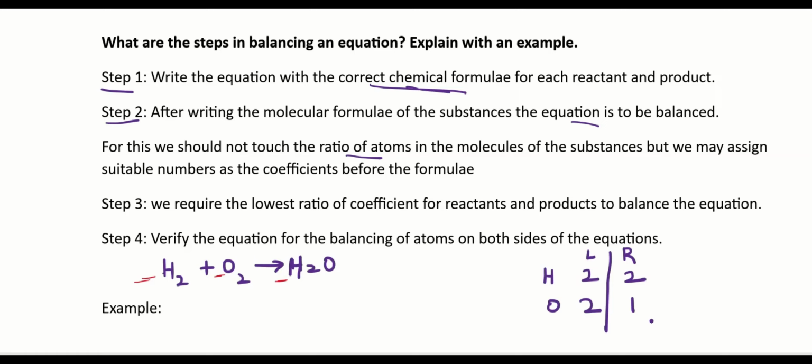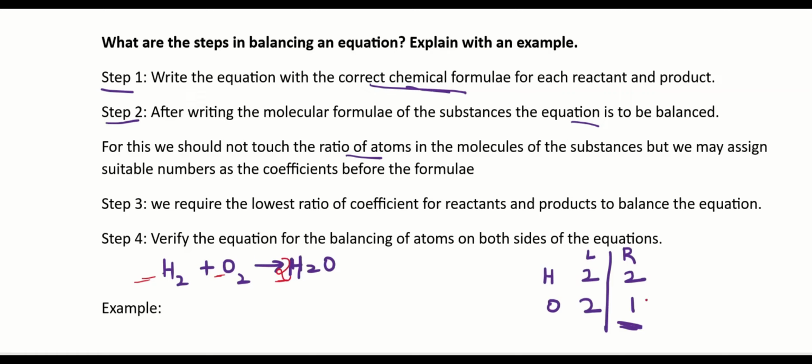So what shall we do here? We have to go ahead and change the number of atoms that are there. So we cannot change. What we can do, we can write down the coefficient. So we have to write the coefficient. Since it is less towards the right hand side, we will write the lowest coefficient number towards the right hand side, that is the product side. So what we can do is we can write here 2, right?